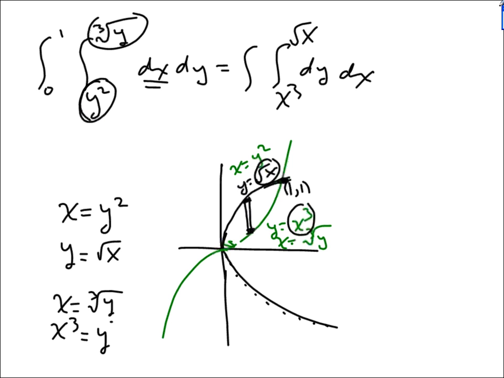The least value of y for x, the least value of x happens right here, that's 0, and the largest x can be is 1. And there's your switch of integration. I switched the order of integration. Okay, go back and retry it on your own. Make sure that you can do this.